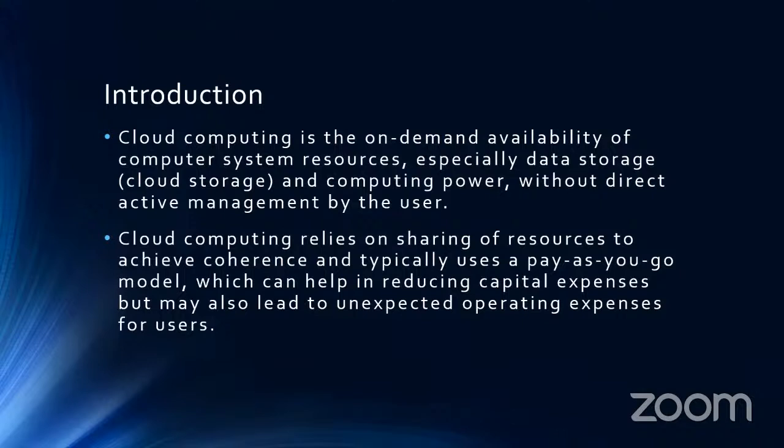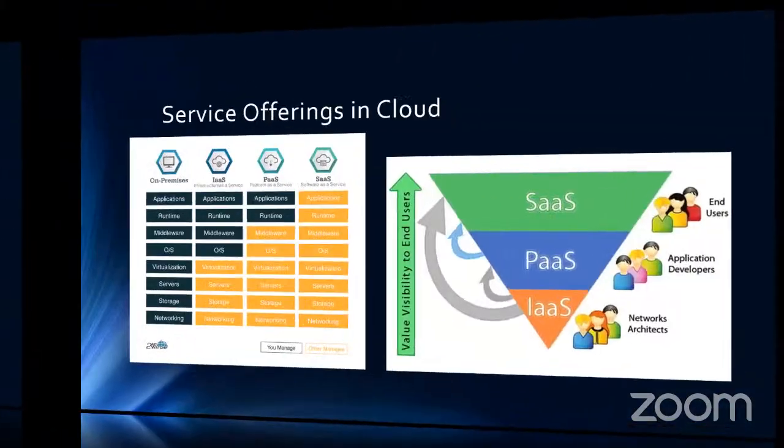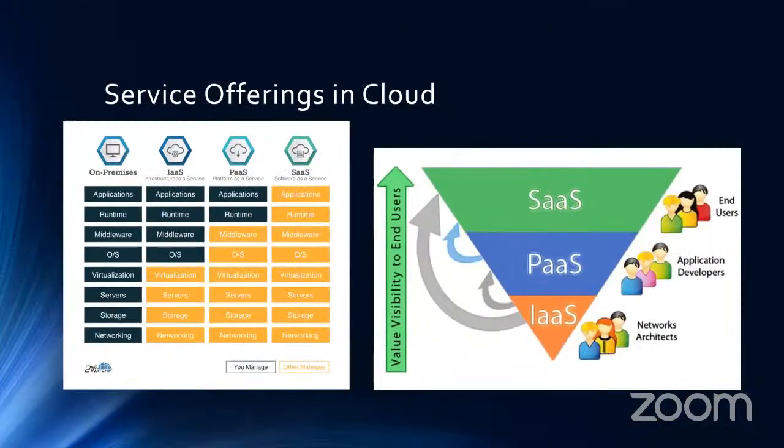Cloud computing is the on-demand availability of all computer system resources, such as data storage, which are readily available for every user across the globe, irrespective of time zone. These are the service offerings in cloud. We have three different service offerings, known as SaaS, PaaS, and IaaS. SaaS refers to software as a service, PaaS refers to platform as a service, and IaaS refers to infrastructure as a service. We can see on the screen the difference between these three services, wherein IaaS has more flexibility than SaaS.